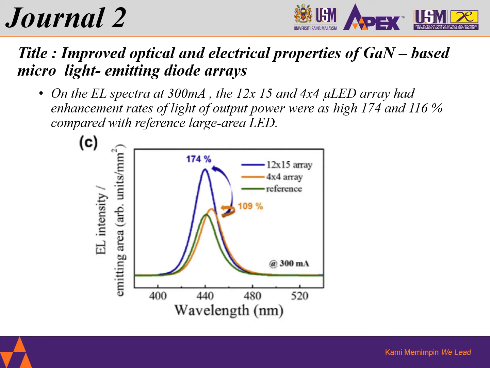Another measurement that we can do here is based on the EL spectra at 300 milliampere. You can see from the graph below that the 12 times 15 and 4 times 4 micro arrays have achieved light output power higher by 174 and 116% compared with the reference LED.